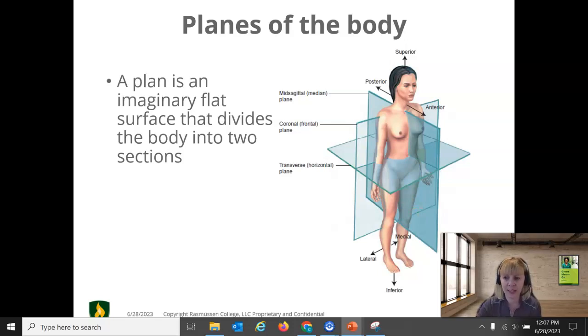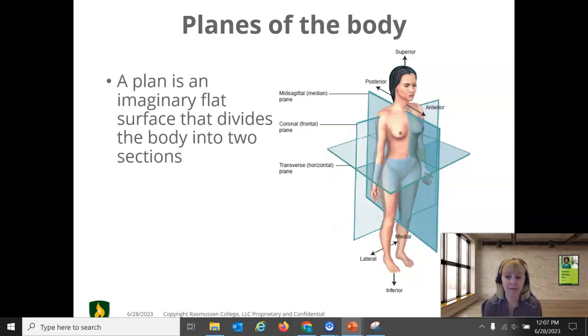Now these body planes create body cavities, and these are spaces within the body that help us to protect, separate, and support internal organs. Each of the two main cavities consists of two smaller cavities. The first cavity we have is the dorsal cavity. The dorsal cavity is what we consider the posterior or back cavity, and that will include the cranial and spinal cavities.